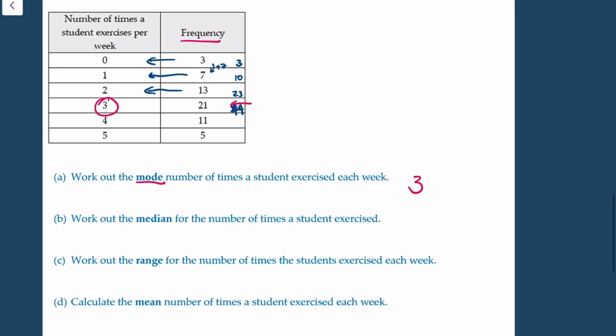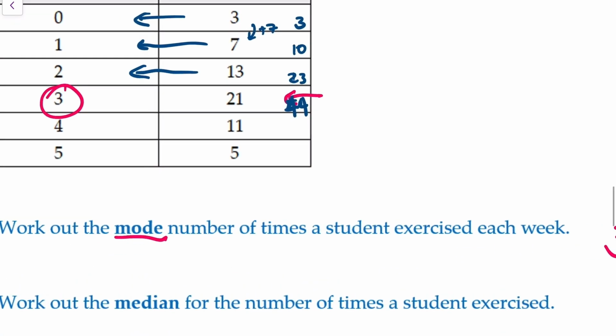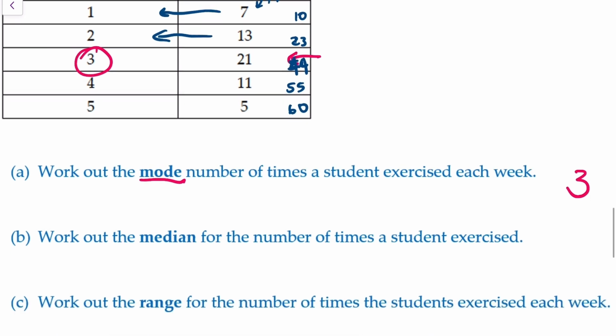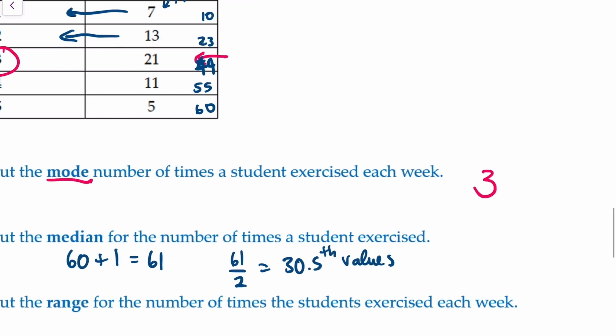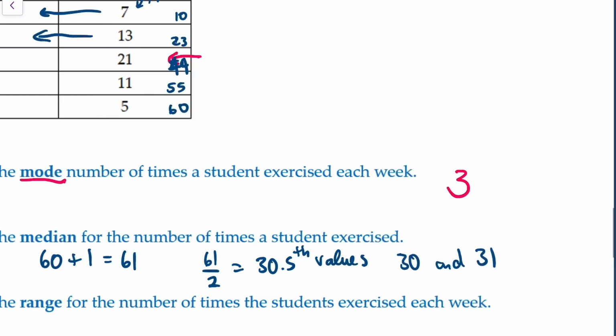I need to find the median. Obviously, I also need to go and work out the total frequency, but let me just finish. 44 add 11 is 55, and 55 add 5 is 60. So I've got 60 people. I add 1 to get 61. Remember, we say n plus 1, divided by 2. So 61 divided by 2 is 30.5. So I want the 30.5th value, which is in between 30 and 31.